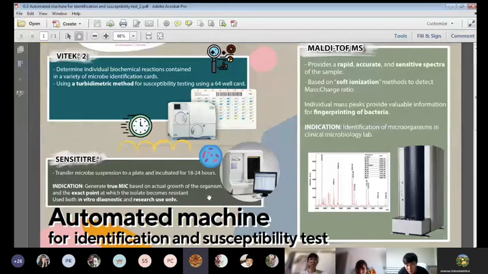Next, we're going to move to Sensititre, a machine with customizable identification and susceptibility testing solutions for laboratories of all sizes. The Thermo Scientific Sensititre microbiology system provides the ultimate in high-performance, reliable ID and AST tests, utilizing true MIC results based on actual growth of the organism. The Sensititre system is used for both in vitro diagnostic and research use only, with 96-well microtiter plates containing several antimicrobial drugs, and each drug has a series of wells representing a range of concentrations, with over 240 antimicrobials available in extended dilution ranges on a wide variety of formats.